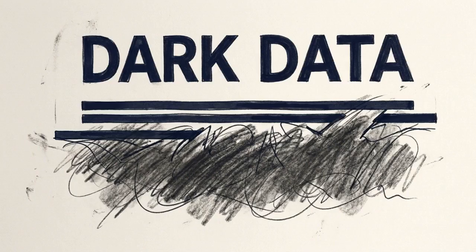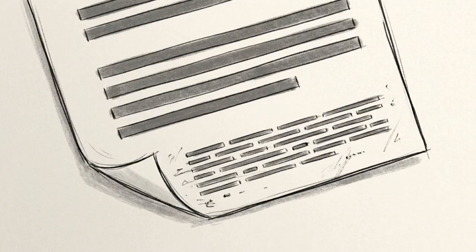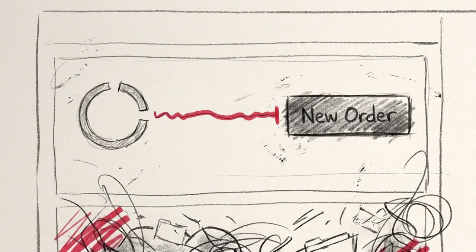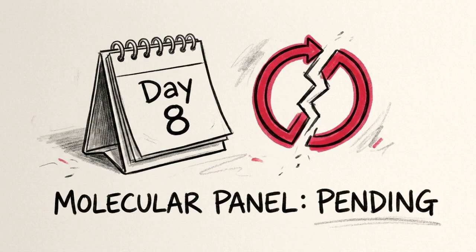The second pathology is dark data, critical clinical inputs that are documented as text but never structurally tracked or executed. Notice this footnote at the bottom of the Day 3 pathology report. The pathologist explicitly advises molecular reflex testing to determine if the patient is eligible for immunotherapy. Because narrative advisory text cannot trigger a discrete, trackable order in the hospital software, the recommendation becomes dark data. By day 8, this stage-defining clinical loop remains permanently unresolved.